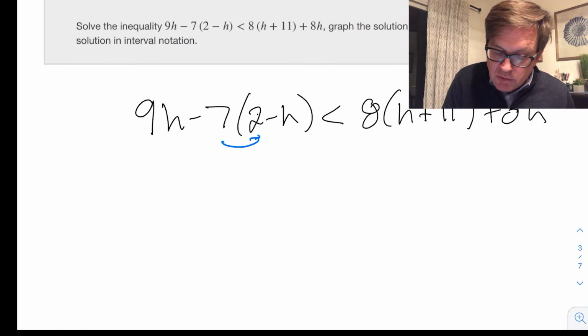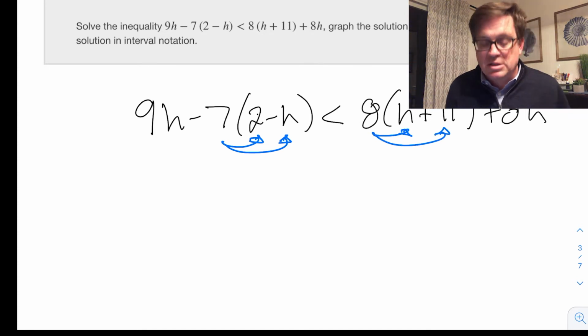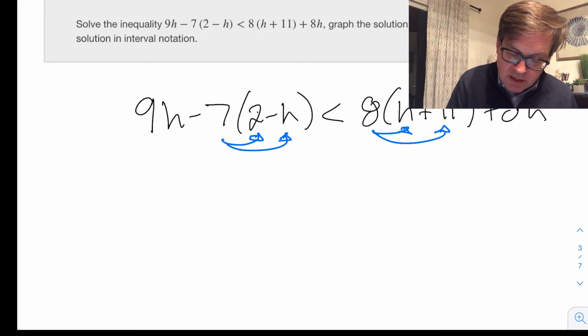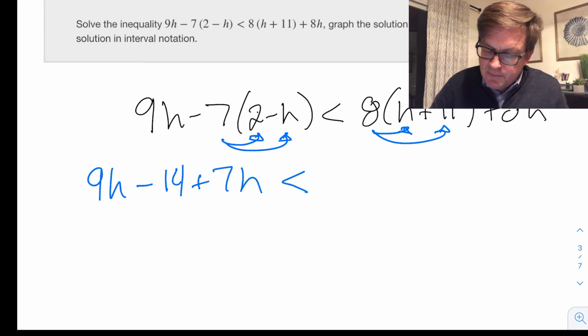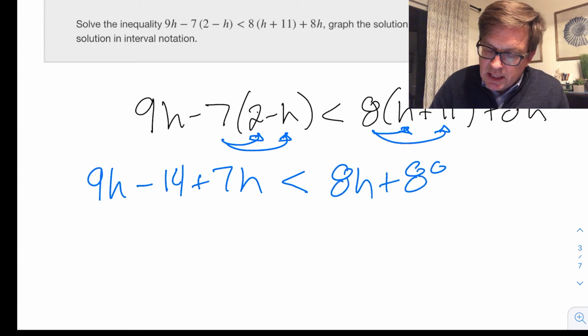First, we want to distribute the -7 and the 8 through our parentheses. And be careful with your negative signs. So -7 times 2 is -14. -7 times -h is positive 7h. That's going to be less than... Distribute the 8 through. 8 times h is 8h. 8 times 11 is 88 plus 8h.